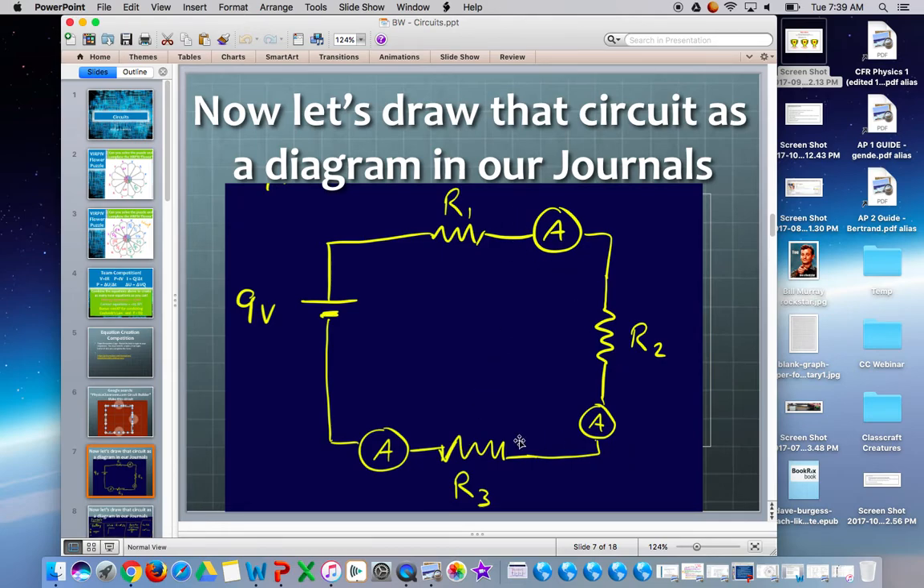I also had 3 ammeters plugged in there, and you have to let the current flow right through the ammeter, so you literally just put it right in there. All these lines are wires, and then that is a battery. This long line in parallel with a short line is a battery.